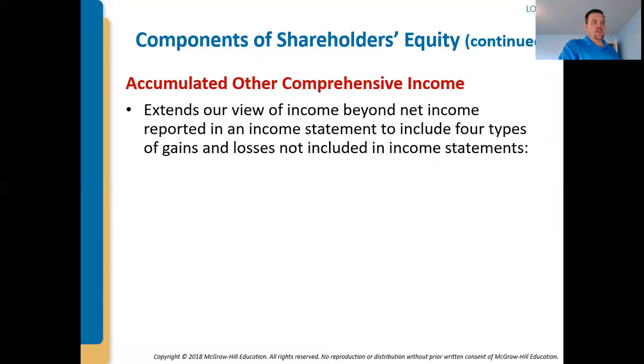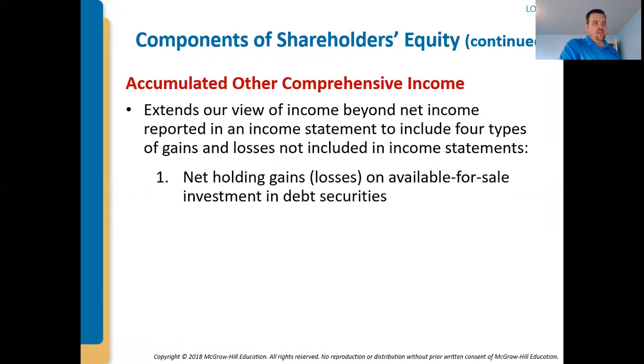Okay, accumulated other comprehensive income. This extends our view of income beyond our net income reported in an income statement to include 4 types of gains and losses not included in the income statement. The overall purpose of accumulated other comprehensive income is the changes that have occurred based on irregular elements of our financial statements. We like our income statement to be something that we can use to estimate as best we can the future of the company. We like it to have, prophetic's the wrong word, but be able to judge the future of the company off of it.